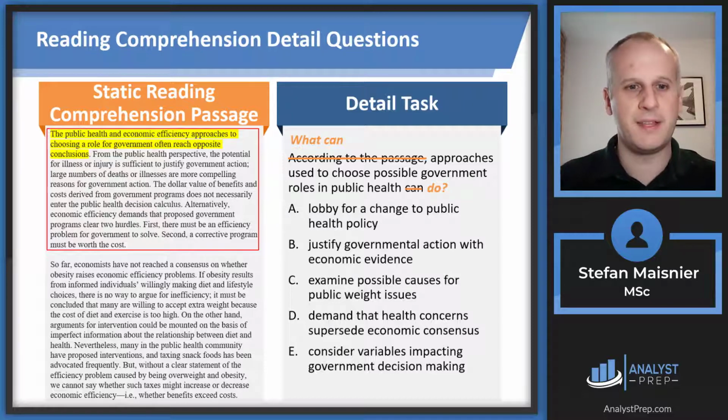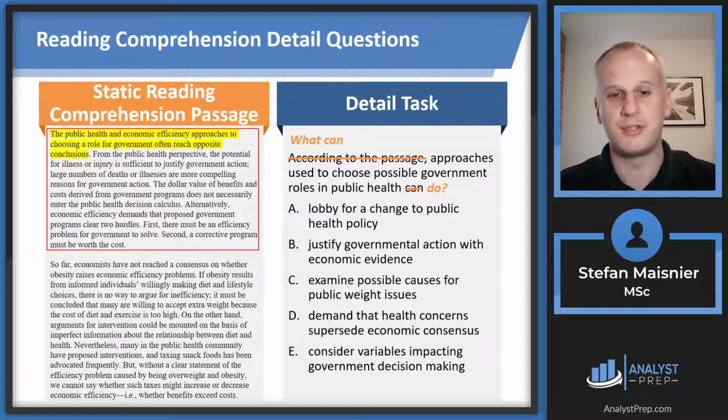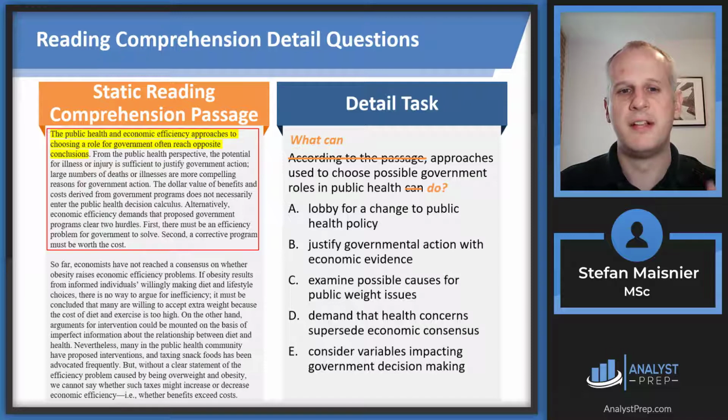So in the paragraph, we've got the public health and economic efficiency approaches to choosing a role for government often reach opposite conclusions. So because I'm talking about both approaches, I want to read until both of those approaches are done. From the public health perspective, the potential for illness or injury is sufficient to justify government action. Large numbers of deaths or illnesses are more compelling reasons for government action. The dollar value of benefits and costs derived from government programs does not necessarily enter the public health decision calculus.